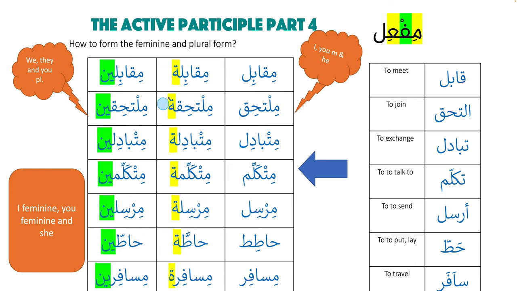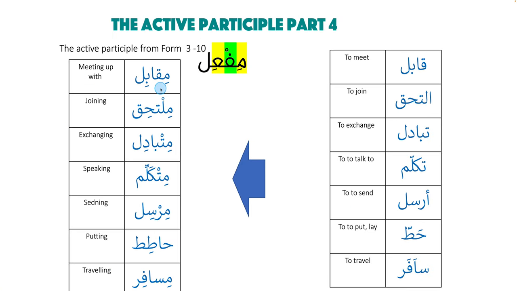And then finally, the middle column would be used with I feminine, you feminine, and she. And the meaning would stay the same. So m'abil, m'able, m'ablin would be meeting up with. Miltaha, miltaha, and miltahin for the plural would be joining. In the same case for the rest.